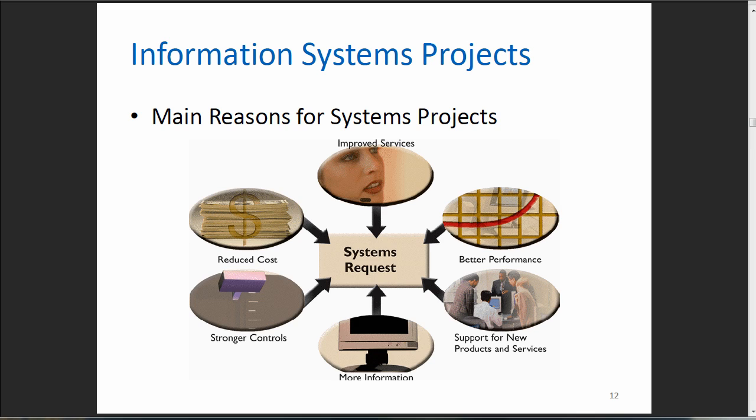Main reasons for system projects, I talked about a few of these earlier. Improved services, reduced costs, stronger control. So quality control.